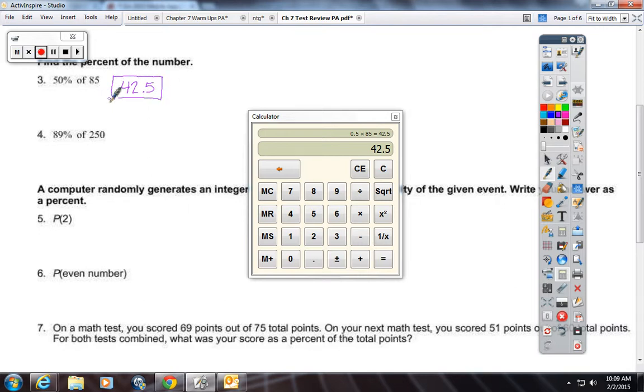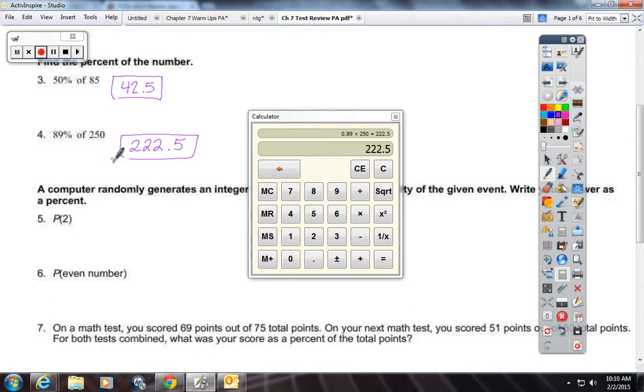On number 4, make the percent a decimal. What's 89% as a decimal? 0.89 multiplied times 250. So 89% of 250 is 222.5. Now remember, if you put the percent sign on either one of those, that is wrong.